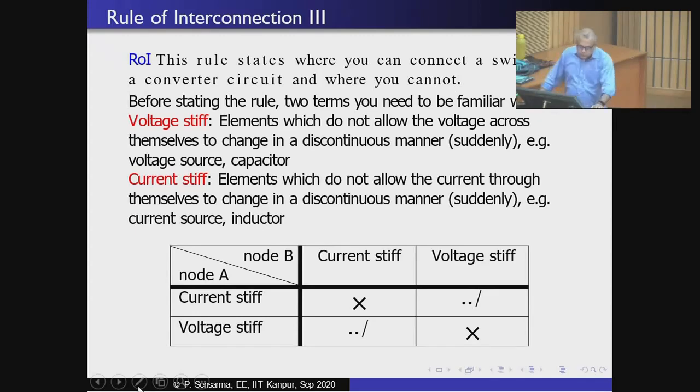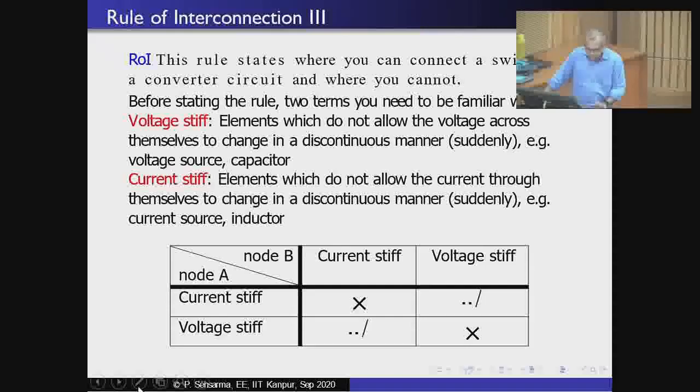In the previous two videos, we were introducing material about the switches and the various components which go inside the power converter. Now, we have been building up to a rule which governs the formation of these circuits. That is, how should we connect these switches and the inductors and capacitors in order to make a valid circuit. That rule is called the rule of interconnection, in short, the ROI.